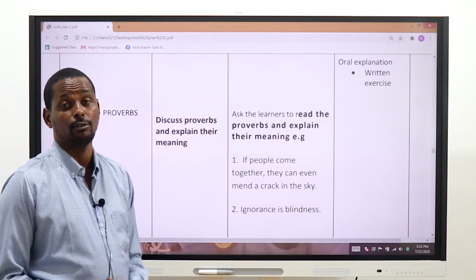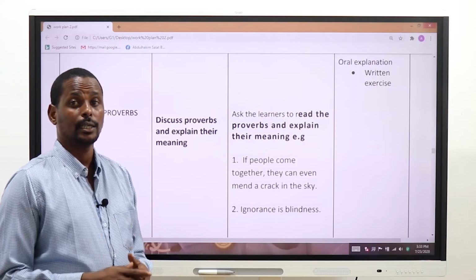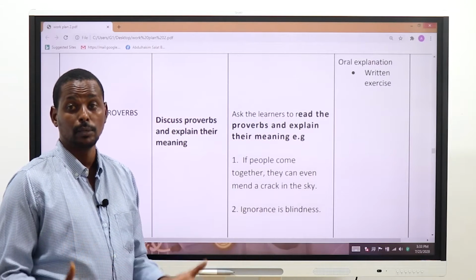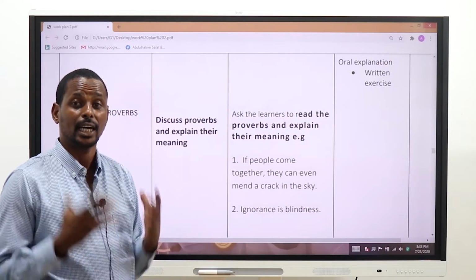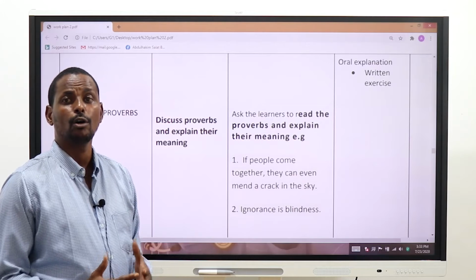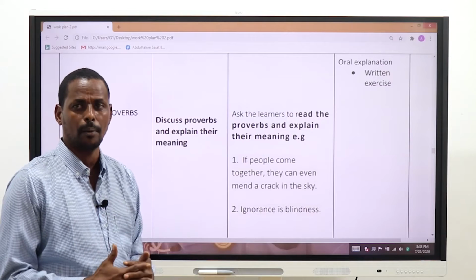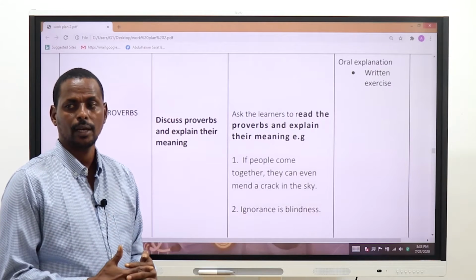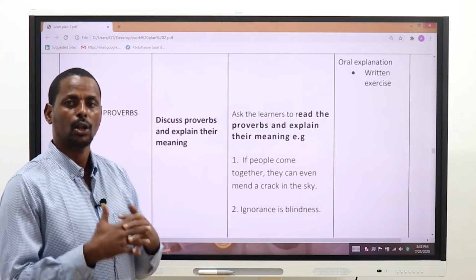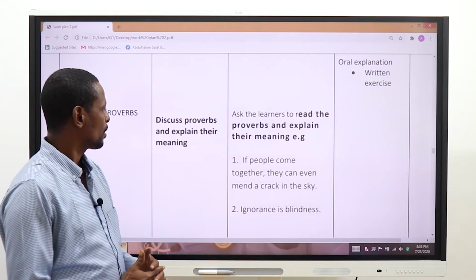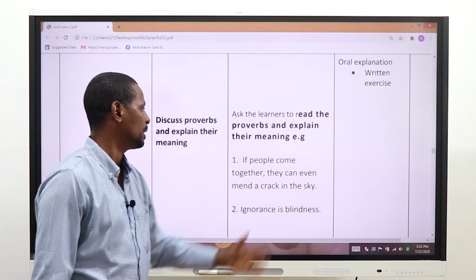Although this might raise a philosophical question, the sky has a crack, it's not within human power for human beings to mend. But this proverb emphasizes the importance of unity. The importance of unity. That if people come together and reason together with the will and the skill, they can achieve a lot. They can do much. So if people come together, they can even mend a crack in the sky.